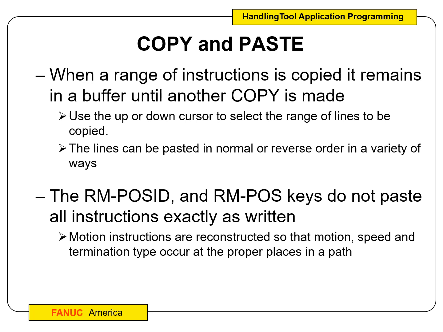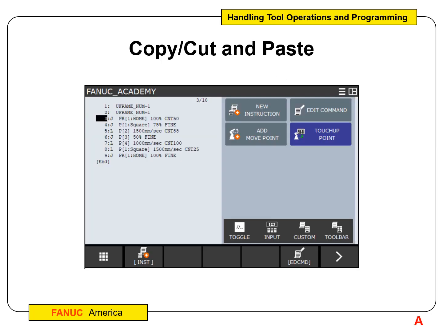One of the things on the copy and paste is once you have copied a range of instructions, it stays in your paste buffer until you override that paste buffer. So unless you power down the machine or you do a new copy or cut, those lines are going to stay in your buffer memory. So if you need to copy them 10 times, you can. And then remember, RM or reverse motion pause ID and RM pause are trying to keep your motion paths the same. So it won't look exactly the same, but it will keep the path proper.